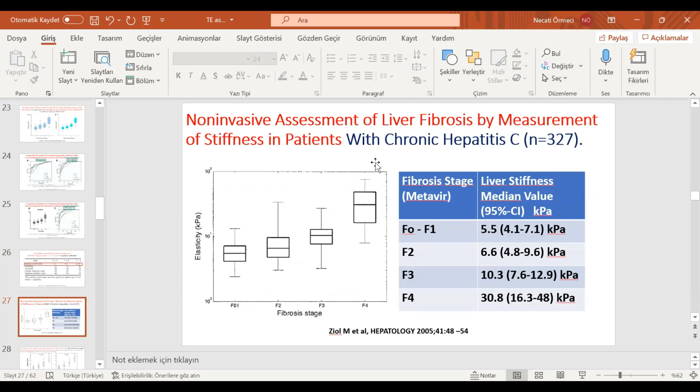Non-invasive assessment of liver fibrosis by measurement of stiffness in patients with chronic hepatitis C, another study. Again, cirrhosis can easily be differentiated from F1, F2, and F3 fibrosis, but it looks difficult to differentiate F2 and F3 stages. Fibrosis stage F0 and F1, 5.5 kilopascal median value, F2 6.6 kilopascal, F3 10.3 kilopascal, F4 30.8 kilopascal. This is a little bit higher than usual measurements.